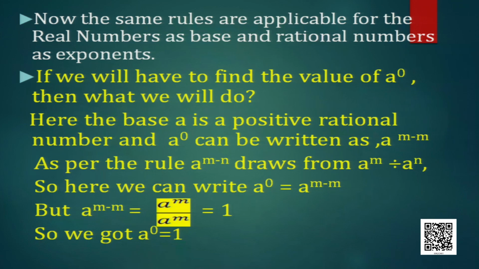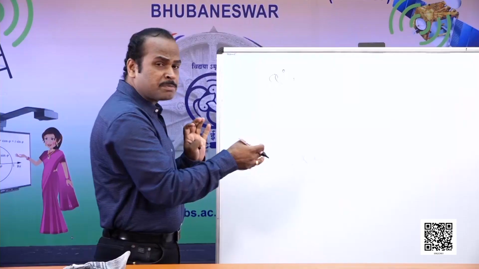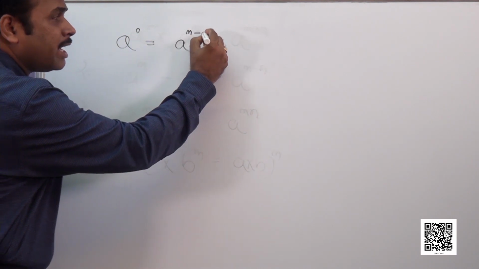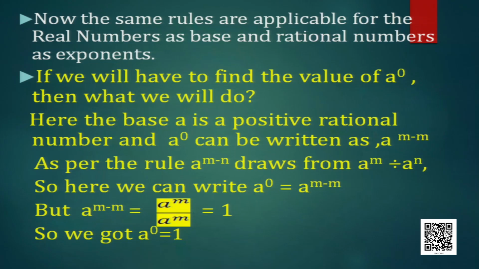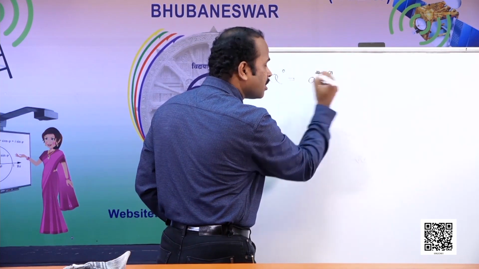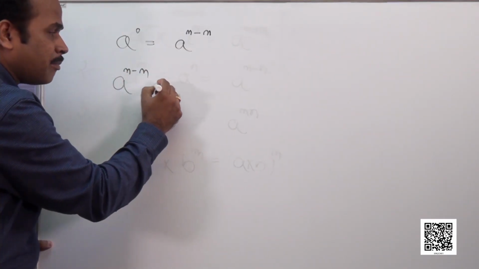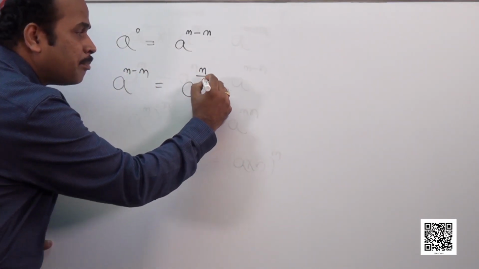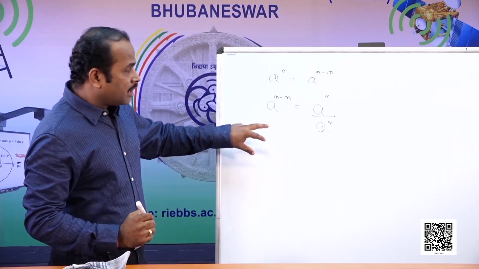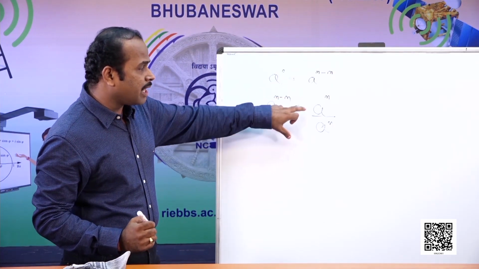When I write a to the power 0, using these laws of exponents we have discussed, I can write a to the power 0 equal to a to the power m minus m, because I know 0 comes from m minus m, when I subtract the same numbers. But a to the power m minus m comes from a to the power m divided by a to the power m.